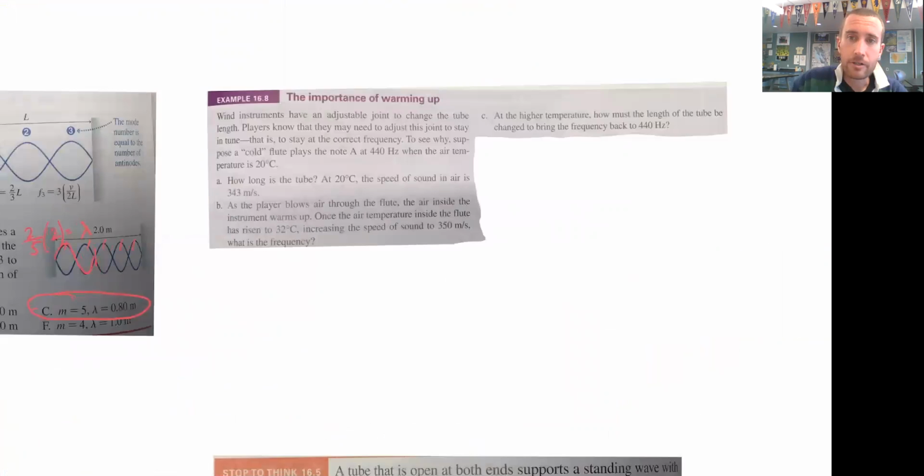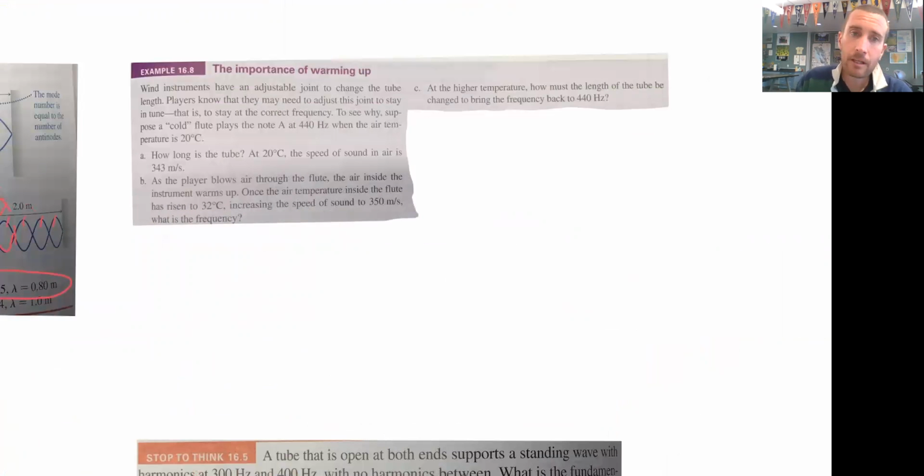So let's do a little practice problem about playing a wind instrument. Wind instruments have an adjustable joint to change the tube length. Players know that they may need to adjust this joint to stay in tune, that is, to stay at the correct frequency. To see why, suppose a cold flute plays the note A at 440 hertz when the air temperature is 20 degrees Celsius. How long is the tube? At 20 degrees Celsius, the speed of sound in air is 343 meters per second.